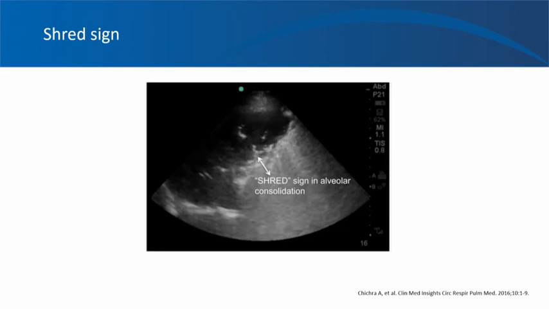And now what is the shred sign? So essentially the shred sign is seen in alveolar consolidation, and it represents the shaggy irregular border between consolidated lung and the normal aerated lung. In normal aerated lung, you can't really see the tissue texture, and in consolidated lung, it appears like a liver, and that's called the shred sign.